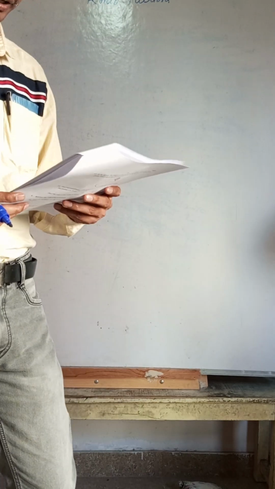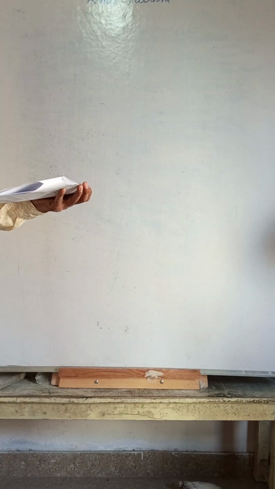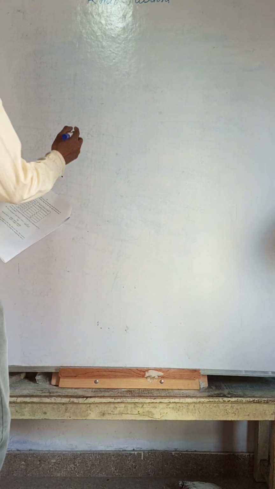We are going to the next question. Question number 29. Prove that the length of a tangent drawn from an external point to a circle are equal. It is the theorem directly given in your book.